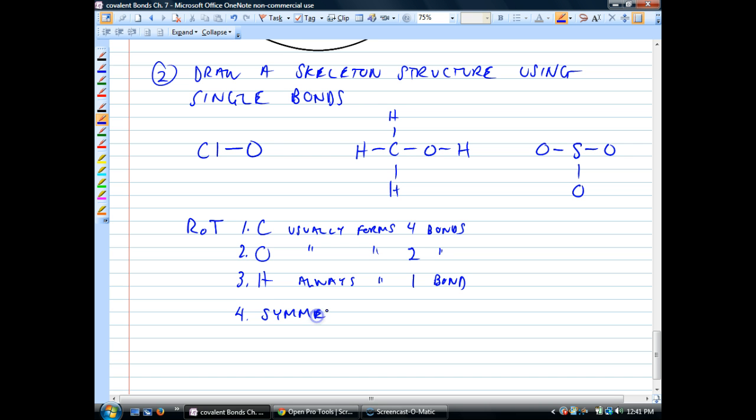Actually, this isn't the last one. Nature loves symmetry. So, for example, when I draw this SO3, I don't put an O in the middle and then the S sticking off one side. I go for the more symmetrical structure. Okay, so this is how it's going to guide you. These are the principles that are going to guide you in drawing these.